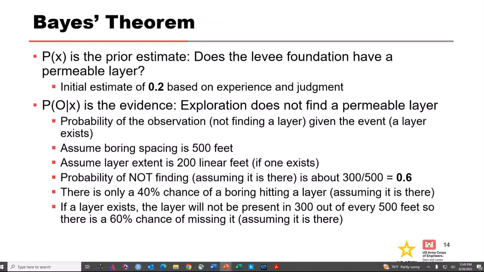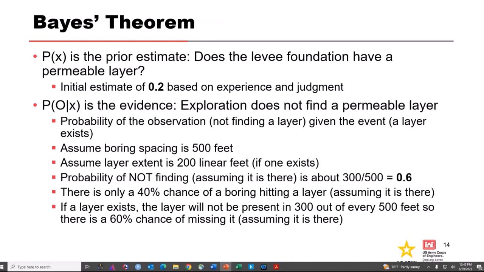So the thing we need to estimate is what's the probability that we would have had that result. So what's the probability that we would not have found a layer given, again, this vertical bar means given, or conditional, right? So given that the layer exists. So our condition we're estimating is the probability that there is a permeable layer X. So we need to estimate what's the chance that we wouldn't have found it, assuming it's there.